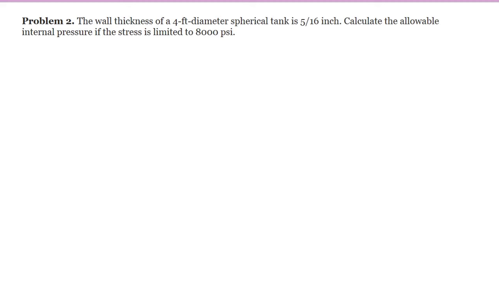Problem 2. The wall thickness of a 4 feet diameter spherical tank is 5/16 inch. Calculate the allowable internal pressure if the stress is limited to 8,000 psi. Given, we have diameter of 4 feet. And if we are going to express this in inch, we multiply this by 12. So we have here 48 inches. The thickness of the tank is 5/16 inch. And the stress is limited to 8,000 psi.